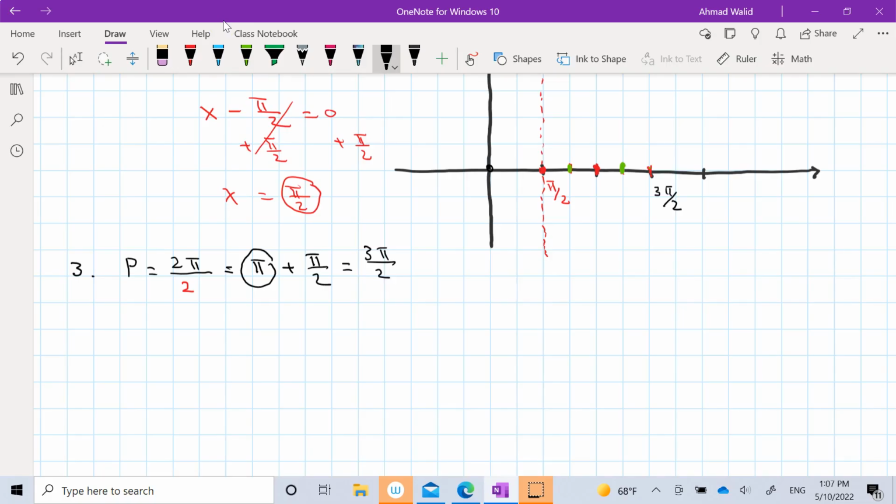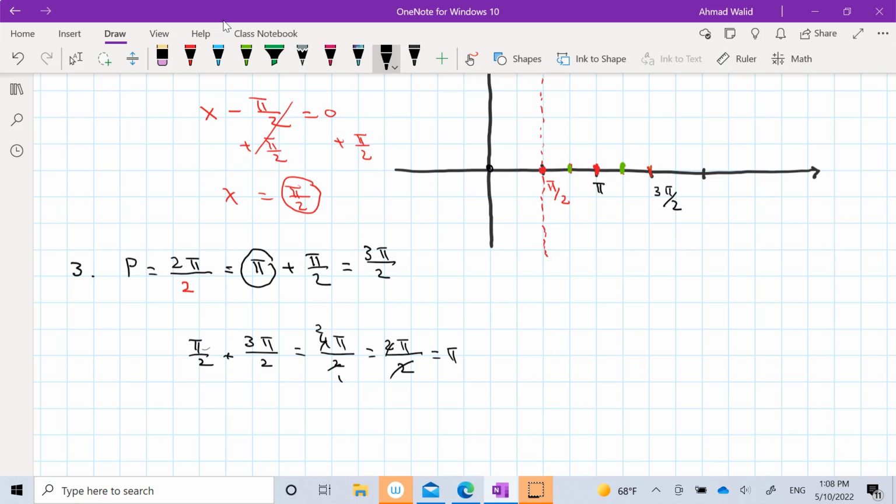Find the average between pi over 2 and 3 pi over 2, then divide by 2, right? Finding the center of two numbers, actually we are doing average. What I do, I'll add pi over 2 with 3 pi over 2, correct? Which gives me 4 pi over 2, which I can reduce to 2 pi, correct? Then I will divide it by 2, correct? Which gives me what? Pi. It means my center here will be pi.